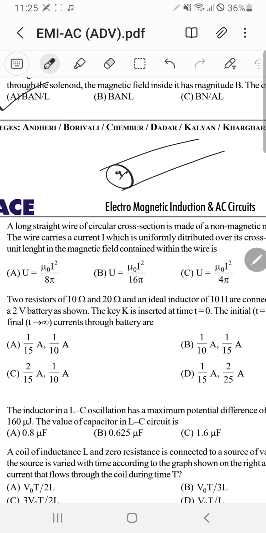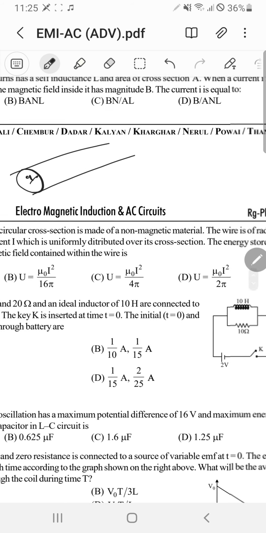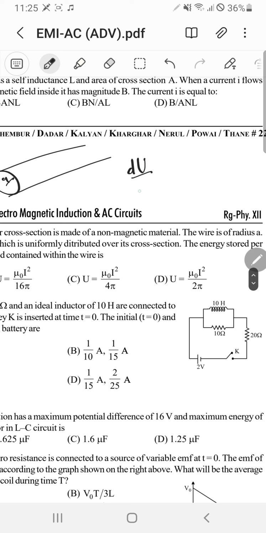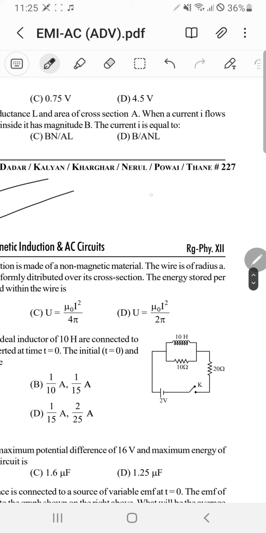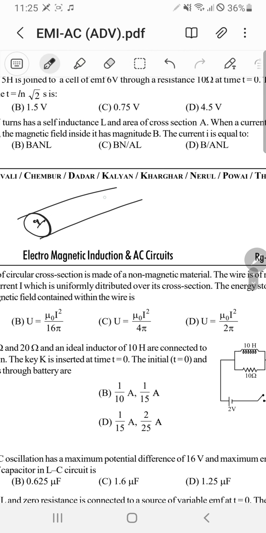Magnetic field contained within per unit length, you say. This is problematic. So you want to find what du upon dA or dr is. Call the energy u. When we say length, we don't mean this thing, we mean this thing, right?